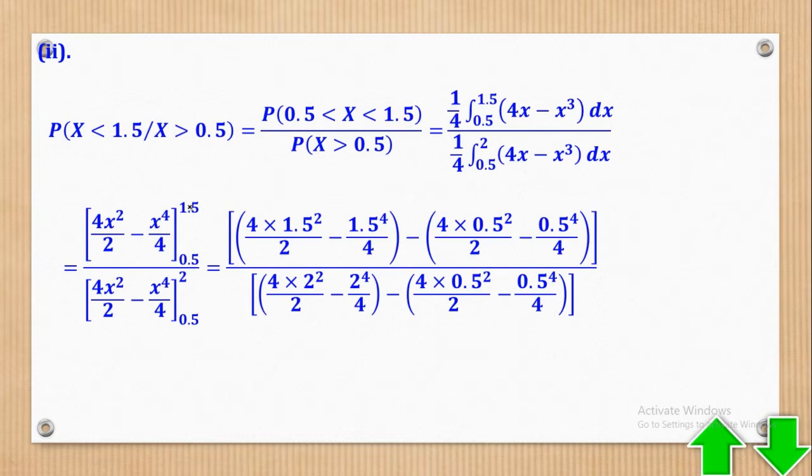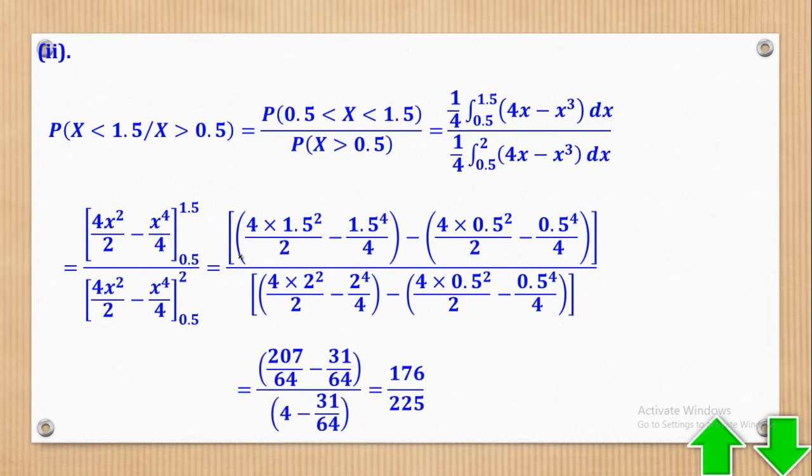So next to substitute the limits, you start with the upper limit; where there is x, you put 1.5 to come up with this. Then after that you get the lower limit; where there is x, you put 0.5 to come up with that. For the denominator where there is x, you first put there 2 to come up with this. Then after that, where there is x, you put there 0.5 to come up with that. After that, we shall use the calculator.